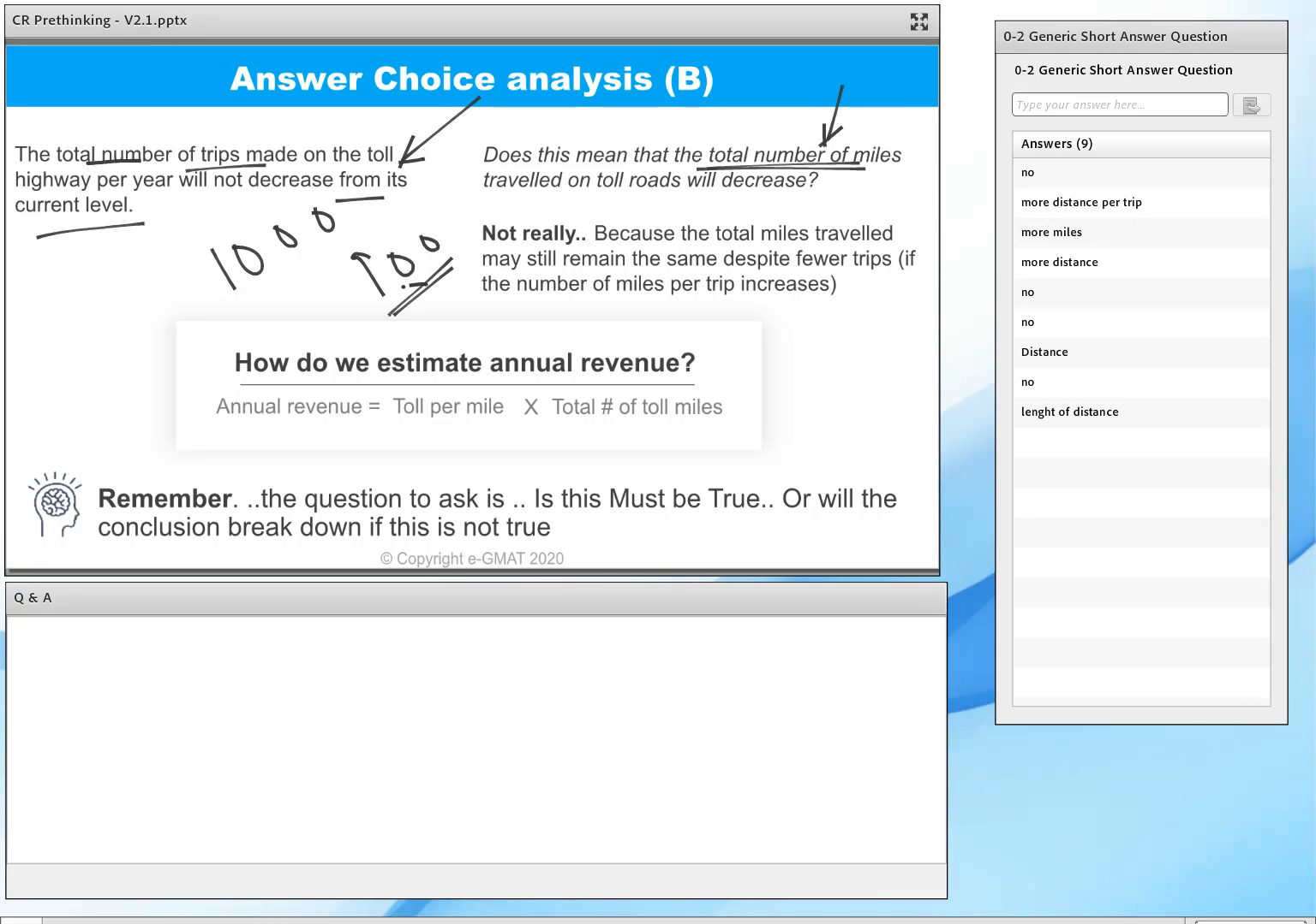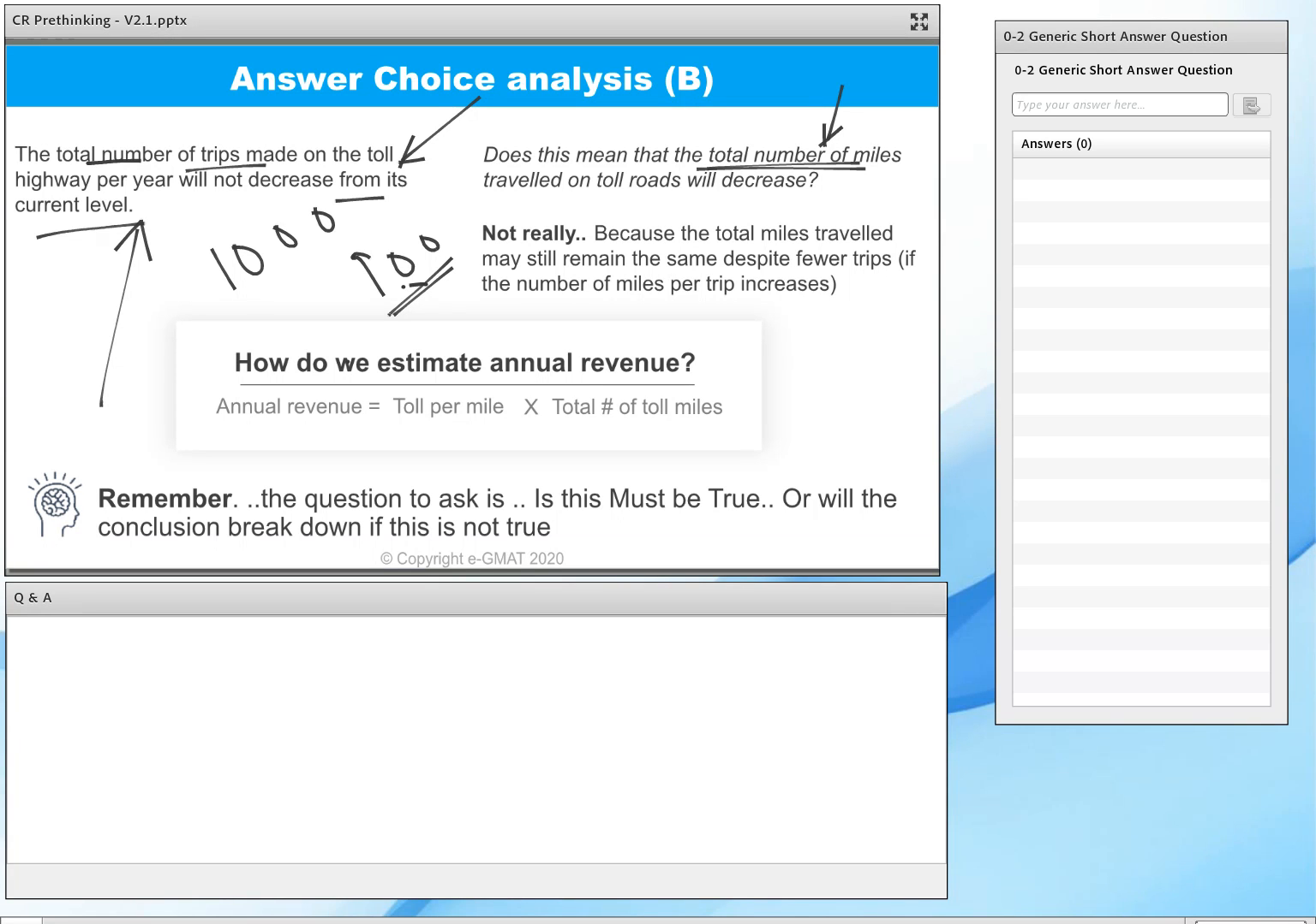And that is the notion of must be true that you need to understand. Remember, an assumption is an unstated idea required for the conclusion to hold true. Is it required that the total number of trips remain the same? No. I can tolerate a 10% reduction and still get more miles. People who chose choice B, are you clear why choice B is not must be true? By the way, if this were a strengthen question, choice B would have been a great strengthener, but it's not a good assumption.